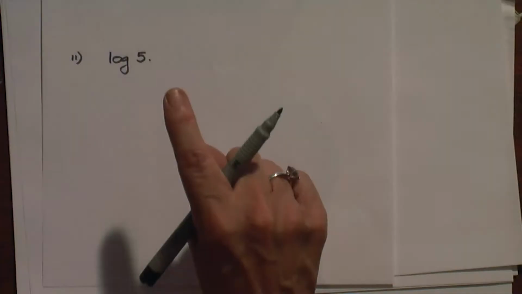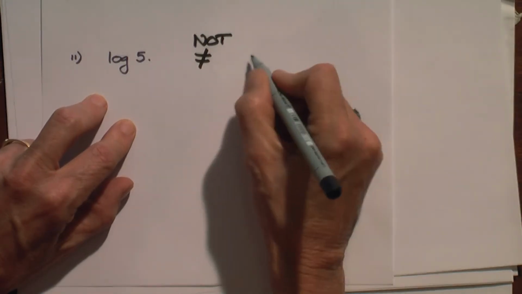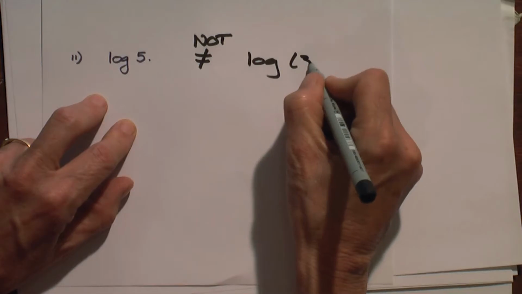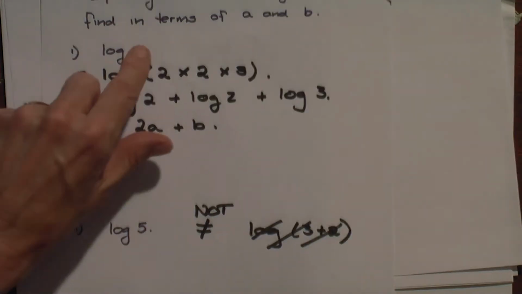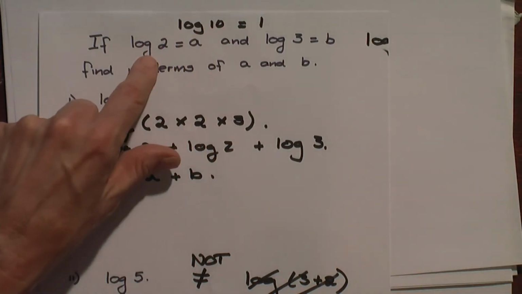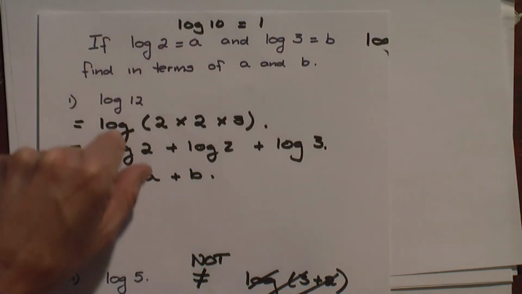It's got to be multiplication and division. I cannot say log 3 plus 2. There's no rule that tells me what to do with 3 plus 2. Now 5 has got to be written with these numbers here: 10, 2, and 3. Any of these numbers such that you've got either division, which means I'm subtracting, or multiplication. So take a minute to think.